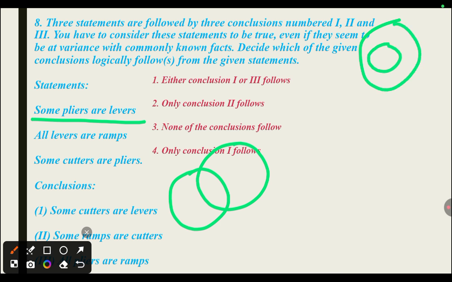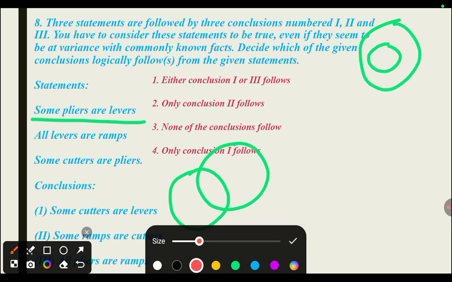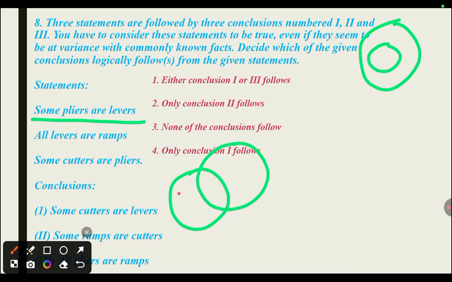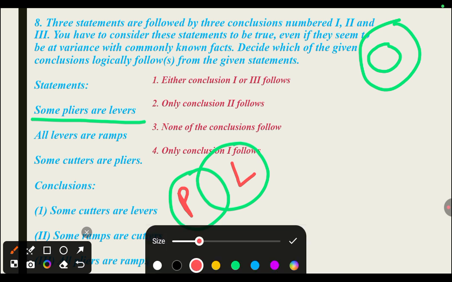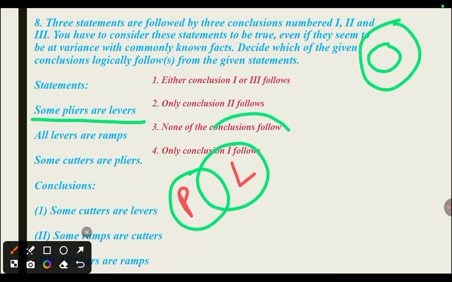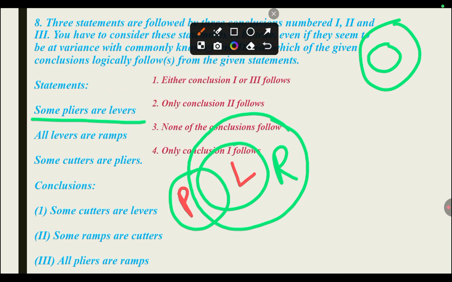Now first of all, some pliers are levers. Next, all levers are ramps. Next, some cutters are pliers.